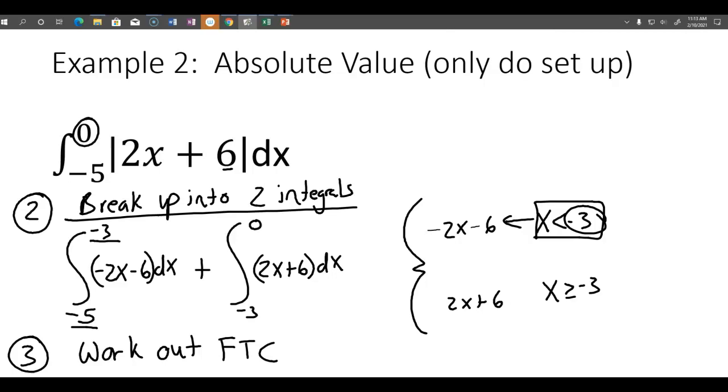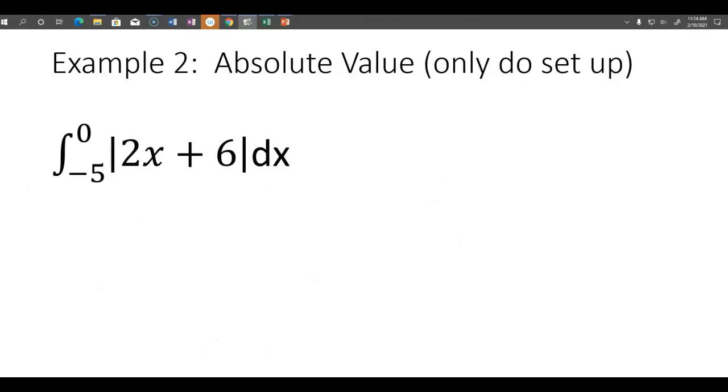So step 1 is to change it into a piecewise function. Step 2 is to break that up into two pieces. And step 3, which I'm not going to do but you guys are going to do, is to work out the fundamental theorem of calculus and get your final answer. All right? So, your guys' turn.